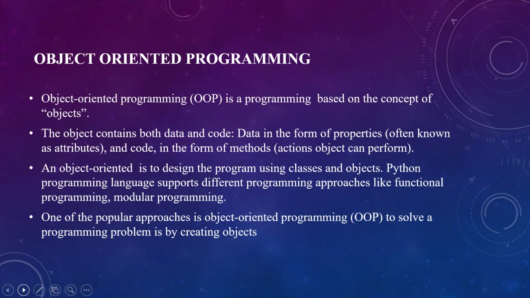Mainly, object-oriented programming is to design programs using classes and objects. One of the popular approaches to solve a programming problem is by creating objects. Data is also known as attributes, columns, or fields. The examples are object, student ID, name, marks. These are the examples for an object.